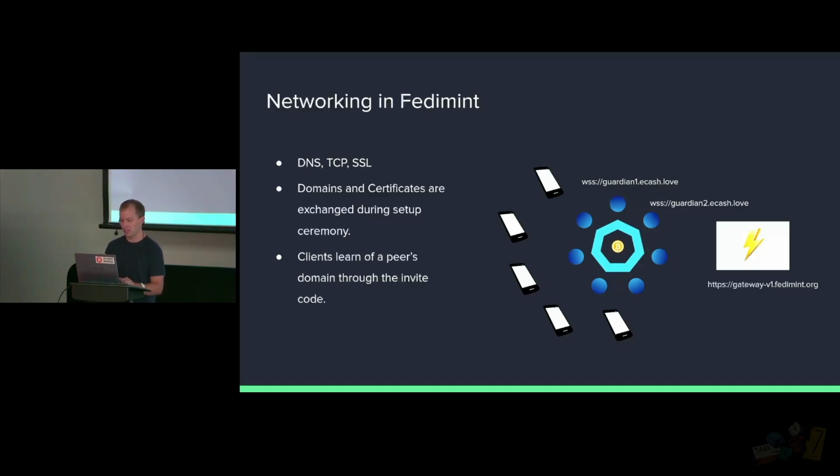And then the clients, the users in this case, they learn of a peer's domain through the invite code. So in Fedimint, guardians can give out an invite code that looks like a long string of letters and numbers. Clients can parse that, and they then find the domain of the federation.